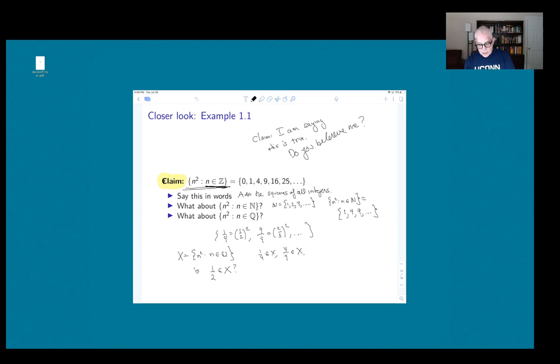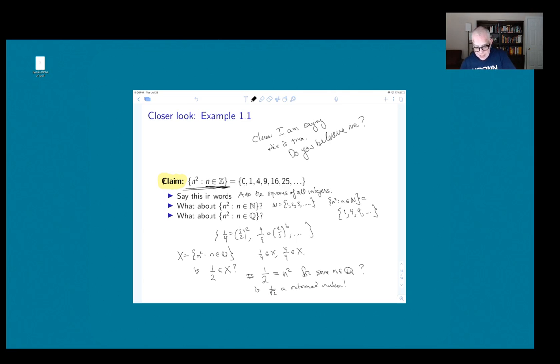In other words, what is that really? If I'm asking you, is 1/2 in x? Well, what I'm asking you then is, is 1/2 equal to n squared for some n in the rational numbers? Now, maybe you know the answer to that question. That's like asking, is 1 over the square root of 2 a rational number? The answer to that is no, and we'll see more about that later.